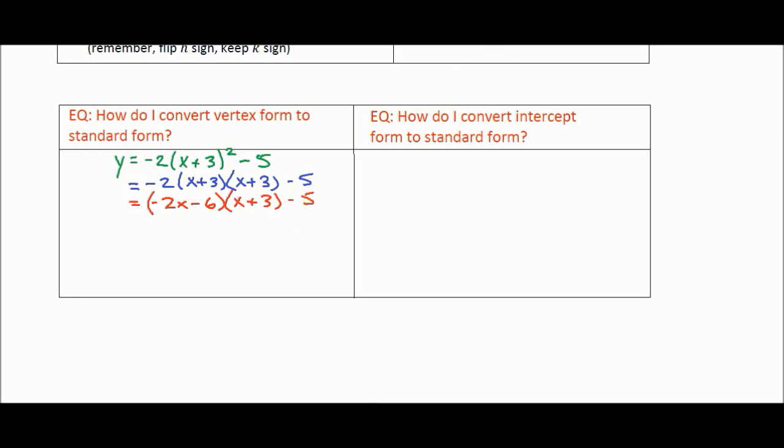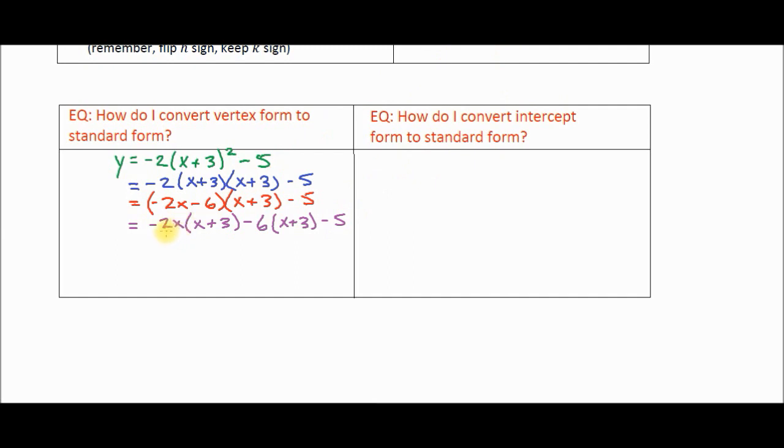Alright, next step is to combine the binomials, and we use distribution for this. We're going to take the -2x and distribute it to the second binomial, x plus 3. Then we're going to take the -6. Now some of you are forgetting to write this sign right here. We're not just taking 6 and moving it over, it's 6 plus the sign that goes with it. So in this case, -6 times x plus 3. And now we'll go ahead and bring down the -5.